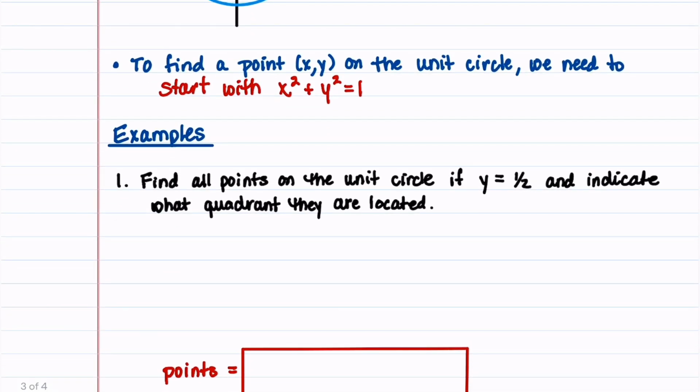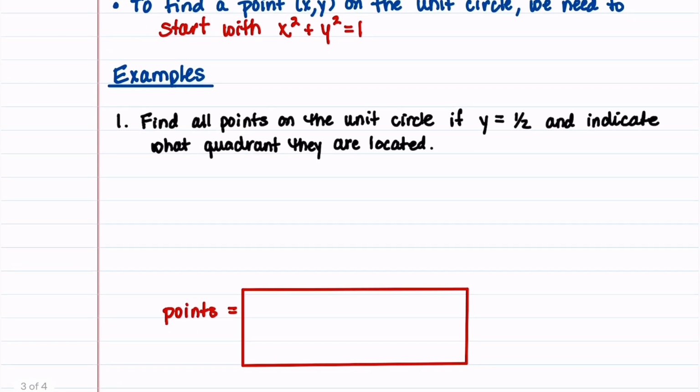Let's now look at some example problems. In our first example, we're asked to find all points, so let's go ahead and underline that, all points on the unit circle if y is equal to 1/2, and then indicate what quadrant these points are located. So we begin by noticing that every point on the unit circle can be described by x squared plus y squared is equal to 1.